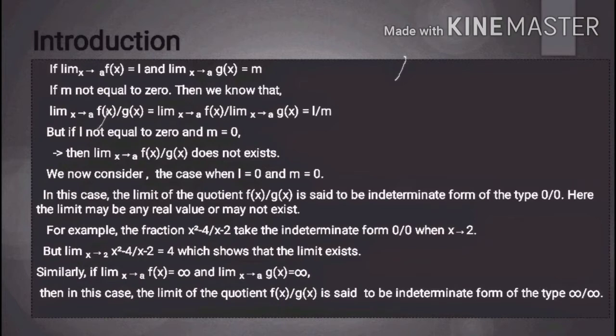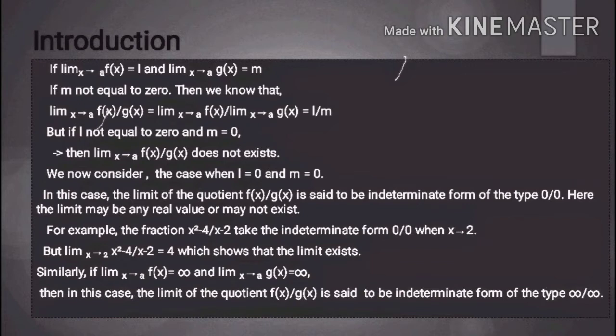We can simplify this quotient function. X square minus 4 can be written as x minus 2 times x plus 2. X minus 2 and x minus 2 get cancelled. Therefore, limit of x plus 2 is 4. We see that the limit exists.